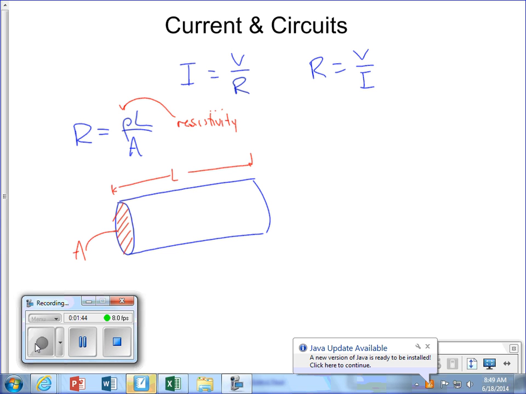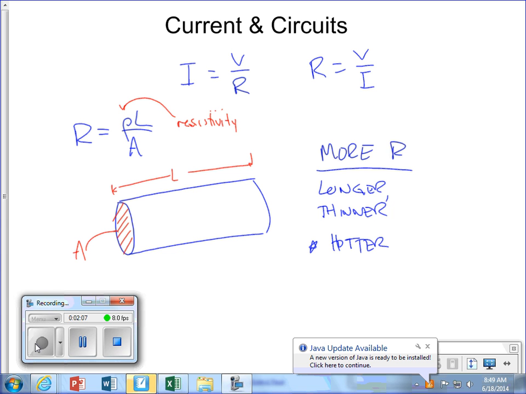In general, more resistance means the wire is longer, thinner. Some materials, like we said, have more resistivity than others, and therefore a wire made of them will have more resistance. And the other one is hotter. Notice we don't have anything about temperature in this equation because it's not a nice, easy algebraic relationship like it is for length and area. But you should know that the warmer a material gets, the more resistance it has. Okay, so that's that.